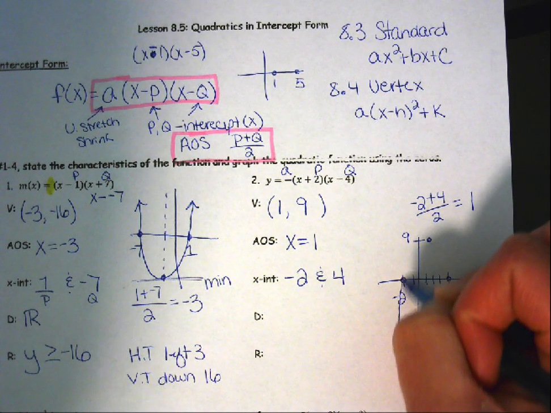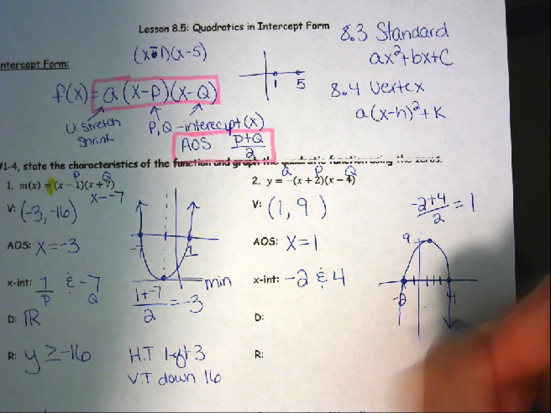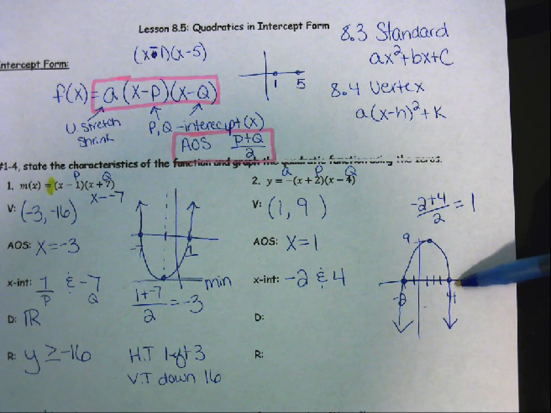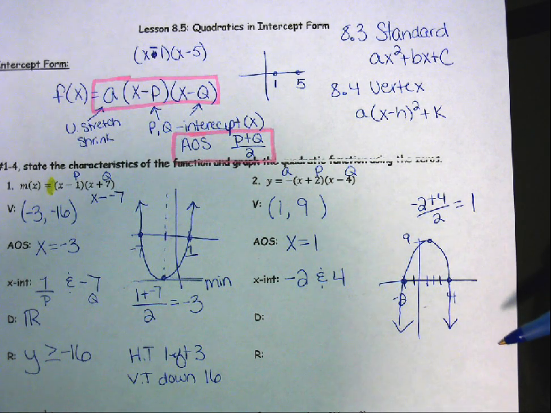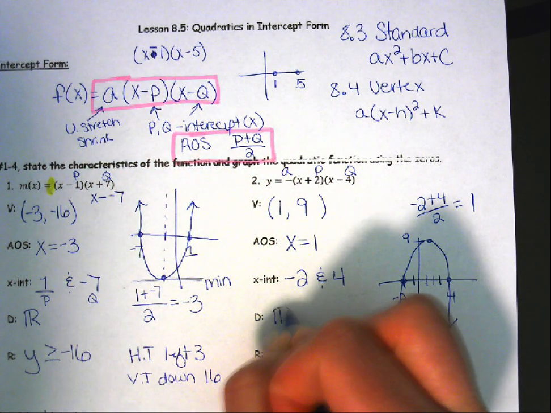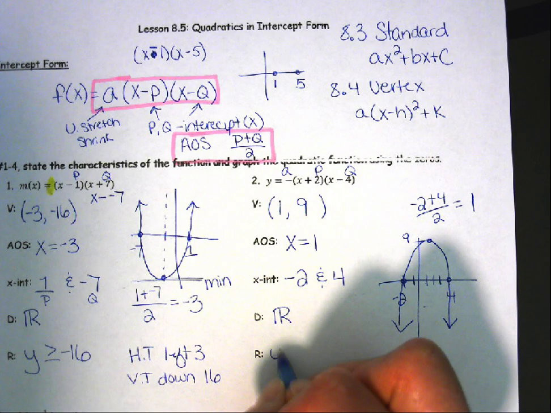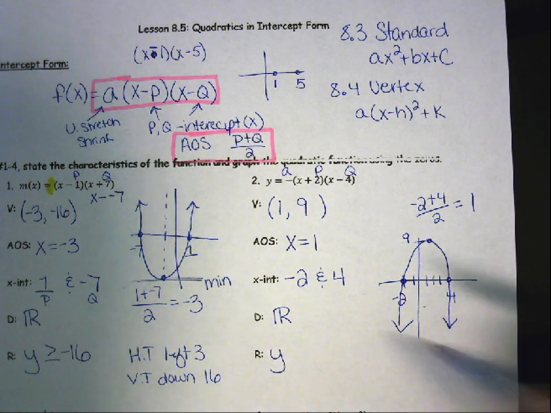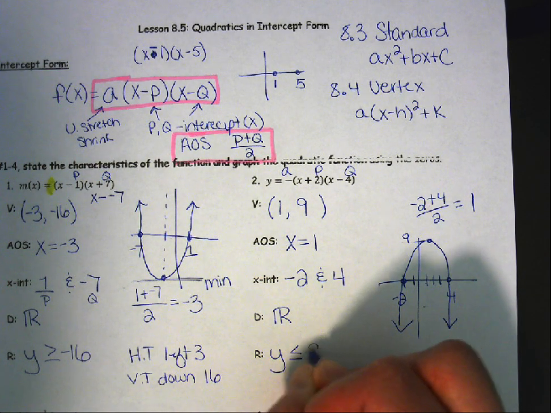This is what my graph would look like. Remember, we're just trying to get a rough sketch. These do not have to be perfect. I don't have graph paper either. Just kind of get an idea of where these things fall. And then now we have our domain. And then look at our range. See how 9 is the highest? And it's going down. So this would be less than or equal to 9.